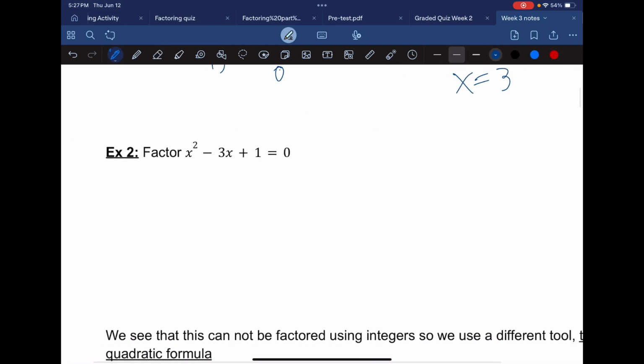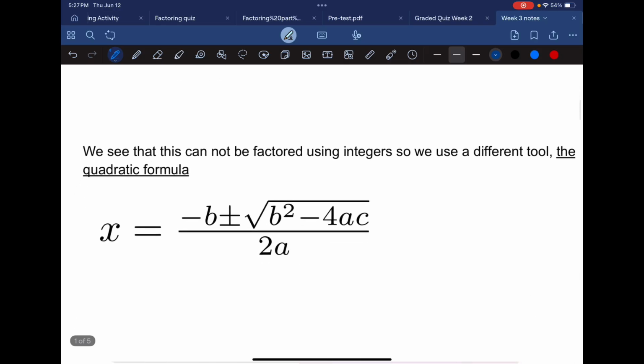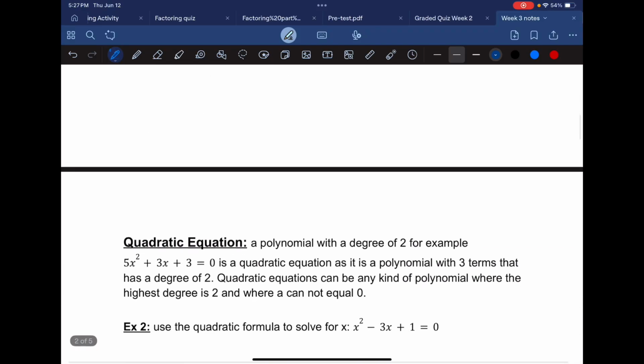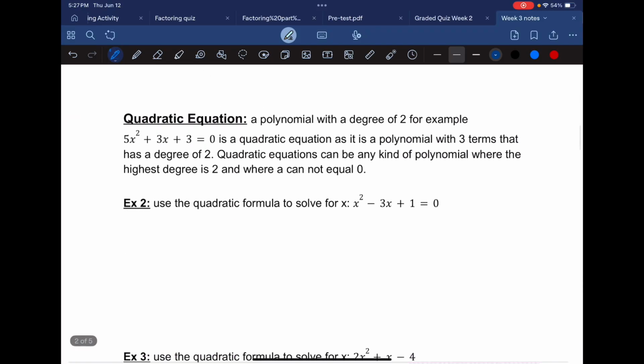So what are we going to do about it? We're going to use the quadratic formula, which is x equals negative b plus or minus the square root of b squared minus 4ac over 2a. So when can we use this?